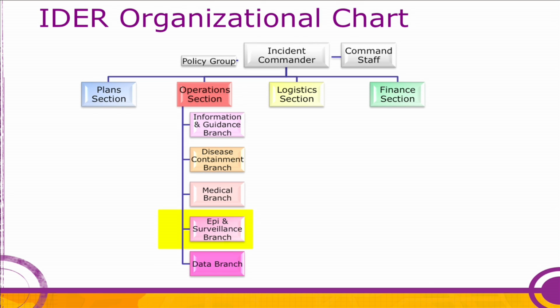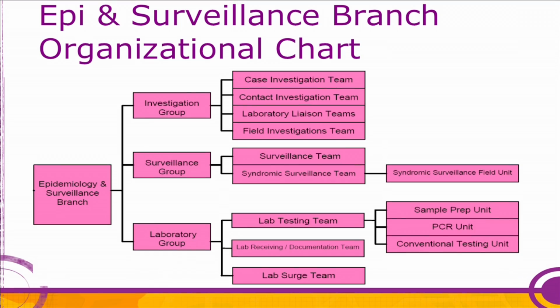The Epidemiology and Surveillance Branch is shown here, highlighted in the organizational chart. It's part of the Operations section in the IDER plan. The Epidemiology and Surveillance Branch is organized into three groups: the Investigations Group, the Surveillance Group, and the Laboratory Group. These groups are further divided into teams.